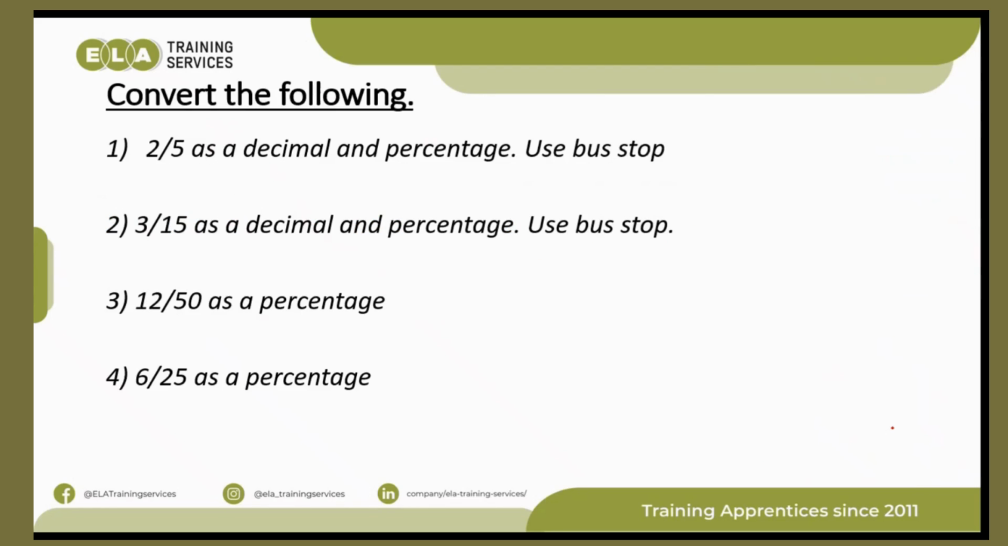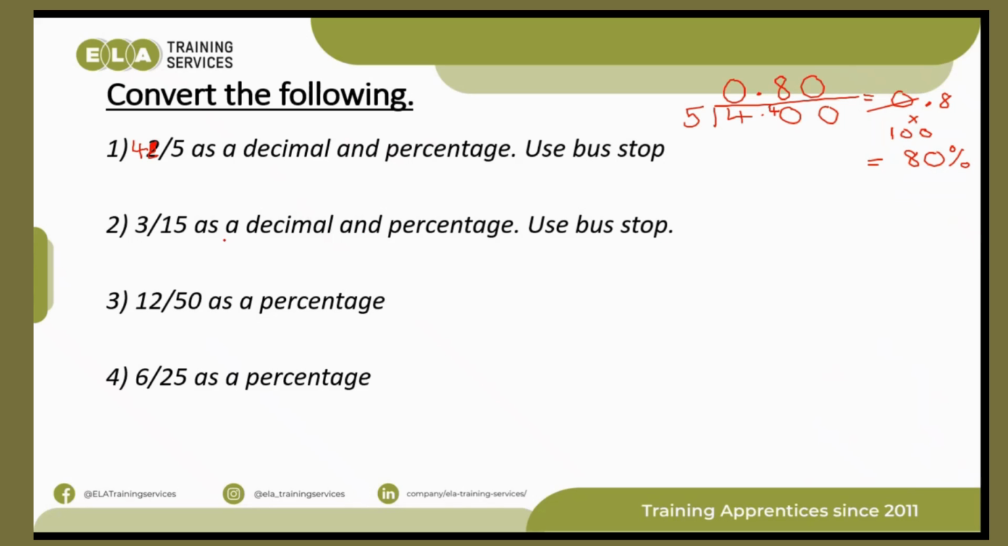Okay, let's have a go at some of those. So 2/5 as a decimal and a percentage. Right, we've already done that, so let's change that to 4/5. So 5 goes on our outside and 4 goes on the inside. How many 5's into 4? It doesn't go. How many 5's in 40? 8. So our decimal is 0.8. We then times that by 100 and we're left with 80%.